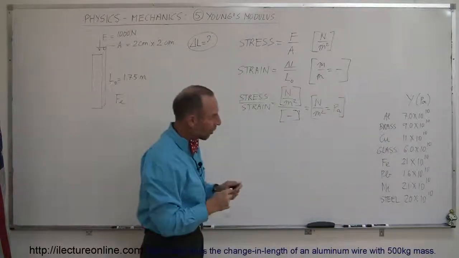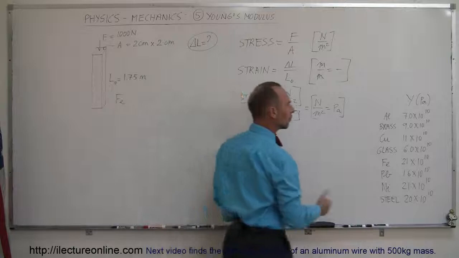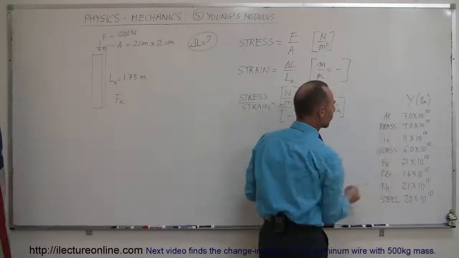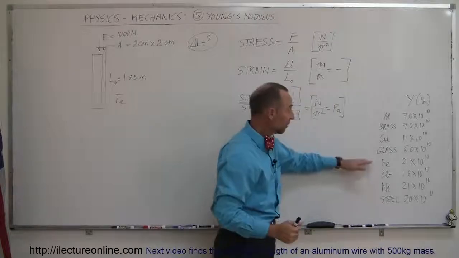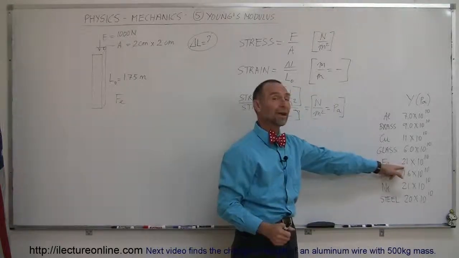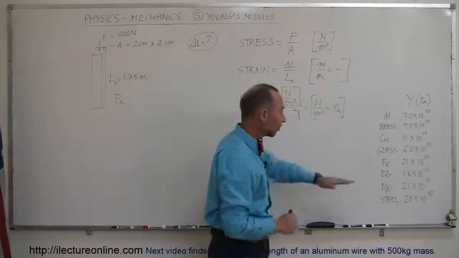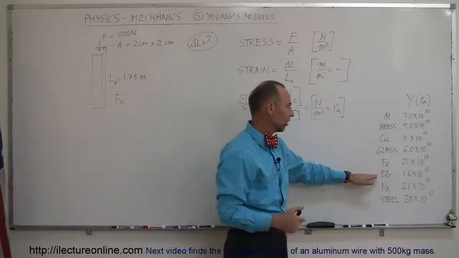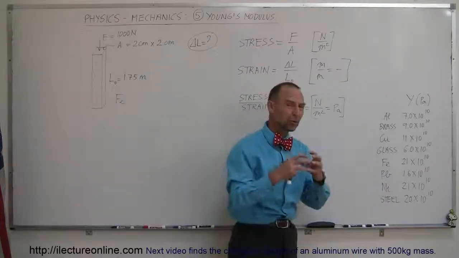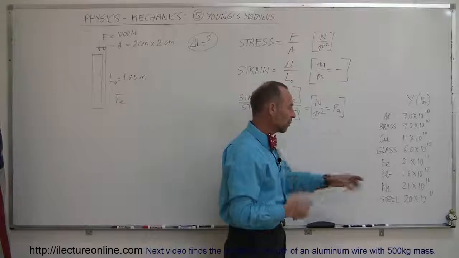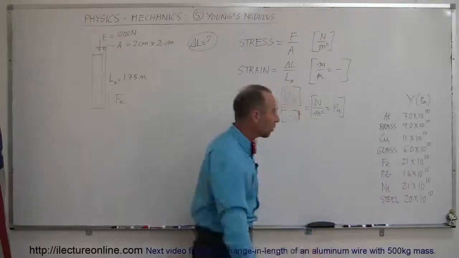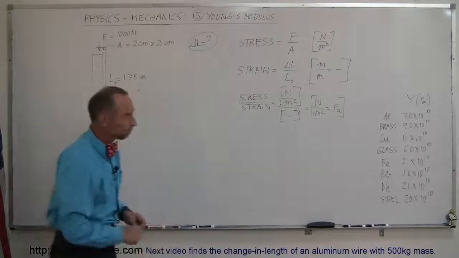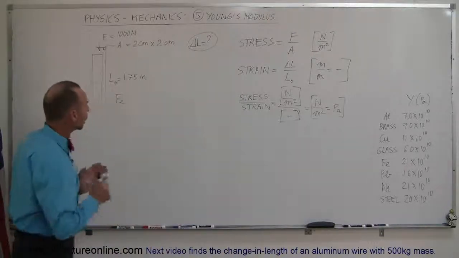And just for reference, we put down some Young's moduli numbers for various materials: aluminum, brass, copper, glass, and so forth. Notice iron is a fairly strong material. It has a very high Young's modulus. Something like lead, which most of us have experienced, tends to be a very soft metal. We can deform it much easier. You can see that Young's modulus for lead is much, much smaller than for iron or nickel or steel.